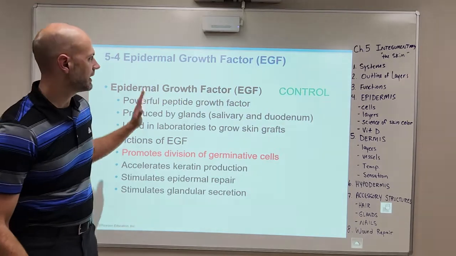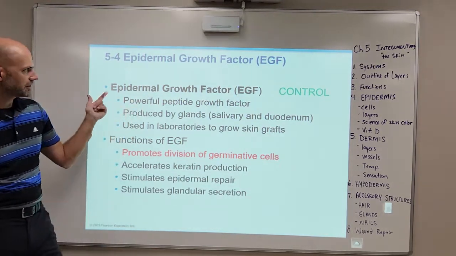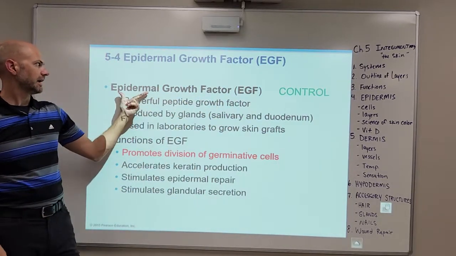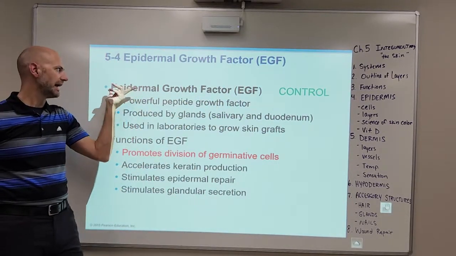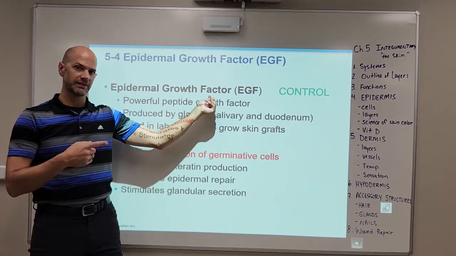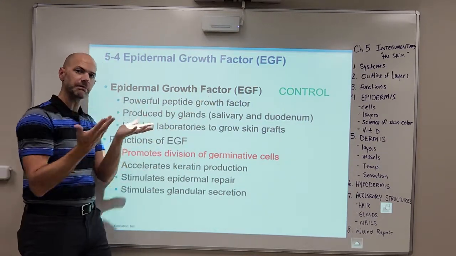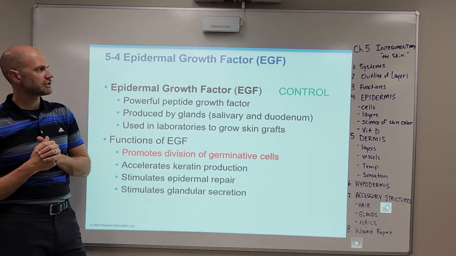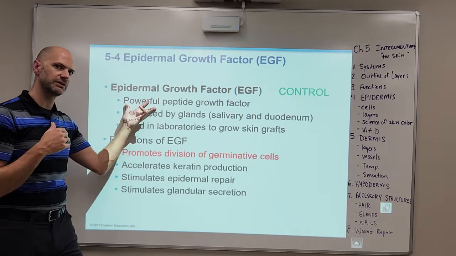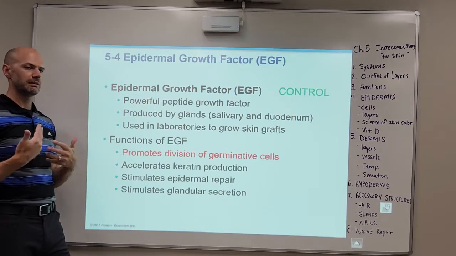All right, so epidermal growth factor, EGF, is important for stimulating the epidermis. It's a growth factor, which is a hormone that tells the epidermis to keep making more cells. So this is part of the endocrine system. It's a hormone that signals to the skin to make cells.